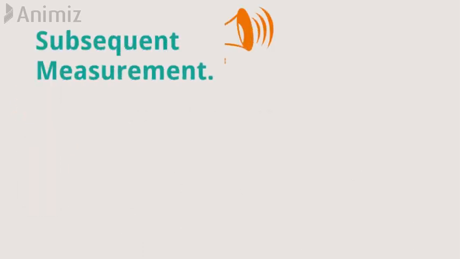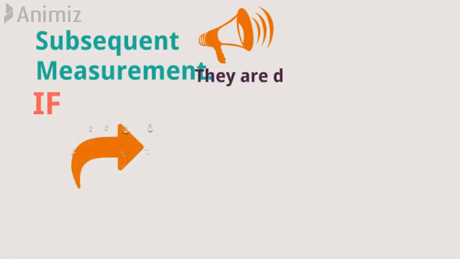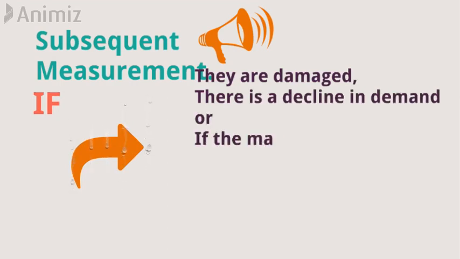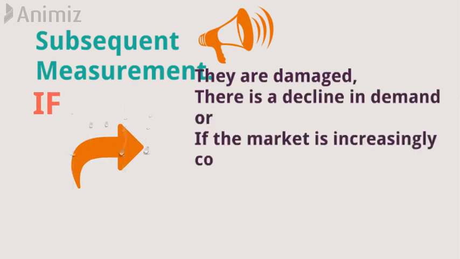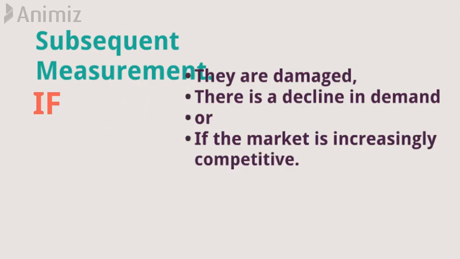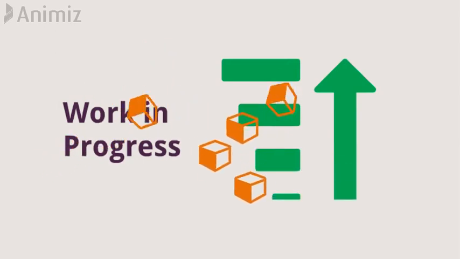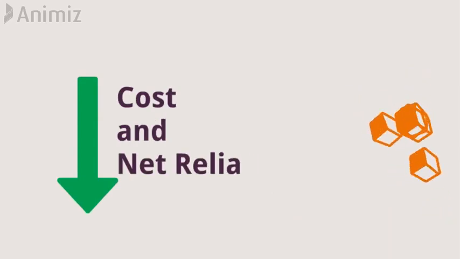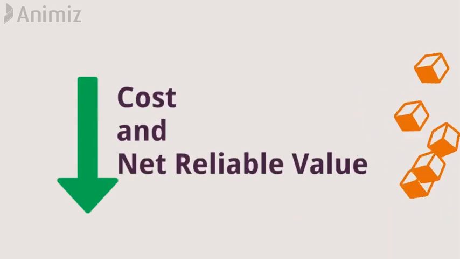Subsequent measurement. Inventories may be sold below cost if they are damaged, if there is a decline in demand, or if the market is increasingly competitive. It may also be that items or work in progress are overstated, if there has been a rise in the costs. This requires inventories to be written down to the lower of cost and net realizable value on a line-by-line basis.